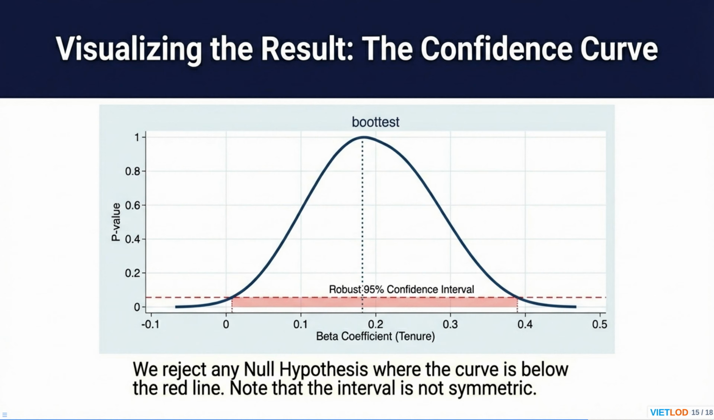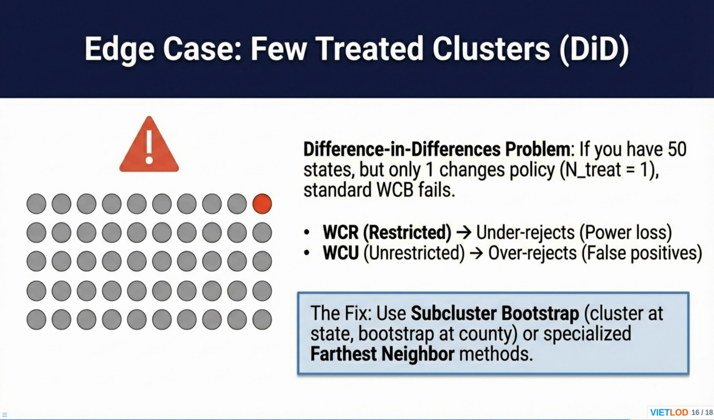A critical edge case arises in difference in differences, or DID, models when you have very few treated clusters. For example, imagine a policy that is implemented in only one state out of 50. In this case, the standard Wild Cluster Bootstrap fails. The restricted version, WCR, will tend to under-reject the null, losing power. The unrestricted version, WCU, will tend to over-reject, producing false positives.